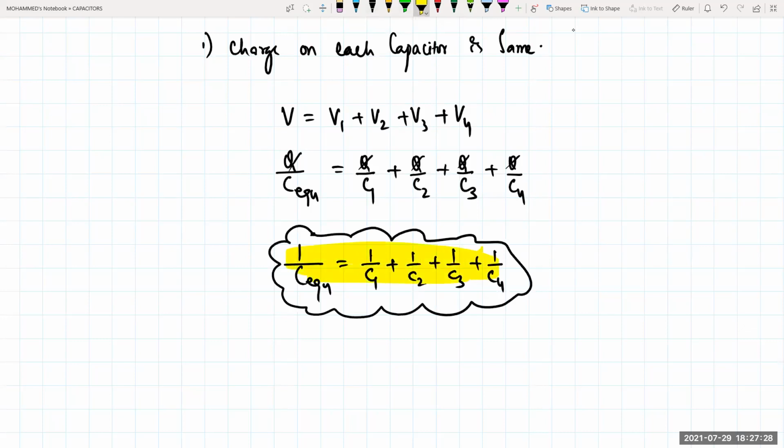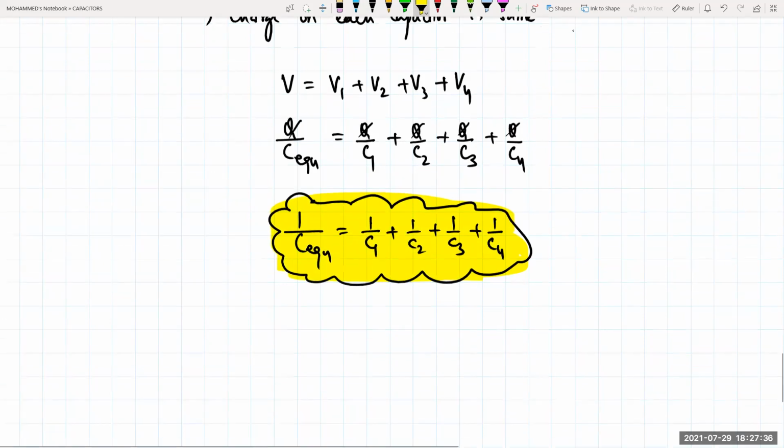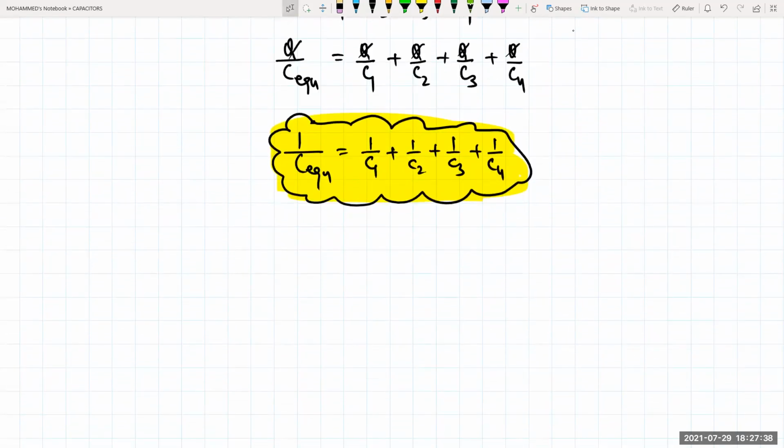So the equivalent capacitance of this is calculated by the formula 1 by C equivalent is equal to 1 by C1 plus 1 by C2 plus 1 by C3 plus 1 by C4. Is it clear? Keep a small note on this one. So the first point, very important.